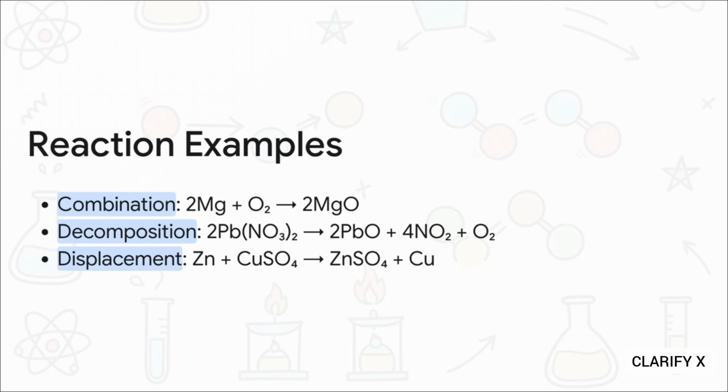Let's check out some real examples to make this crystal clear. For a combination, look at magnesium and oxygen. They are combining to make one single product, magnesium oxide. Simple. For decomposition, see how that one thing, lead nitrate, is breaking apart. It's decomposing into 3 different products. And for displacement, check this out. The zinc atom literally displaces the copper, booting it out of the copper sulfate. See how each name perfectly describes what's happening?